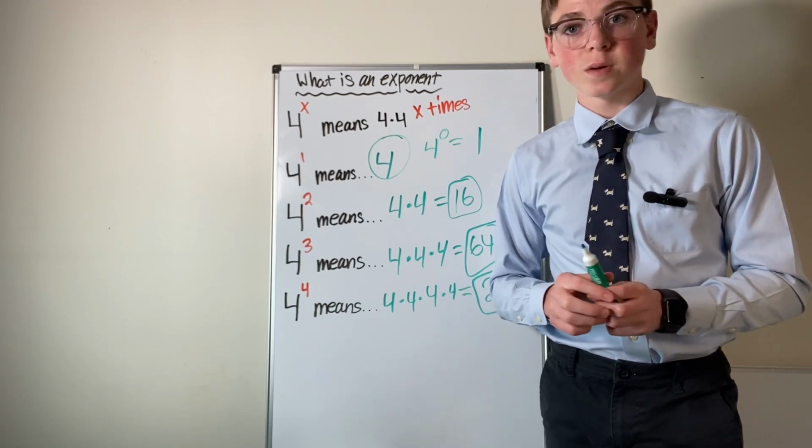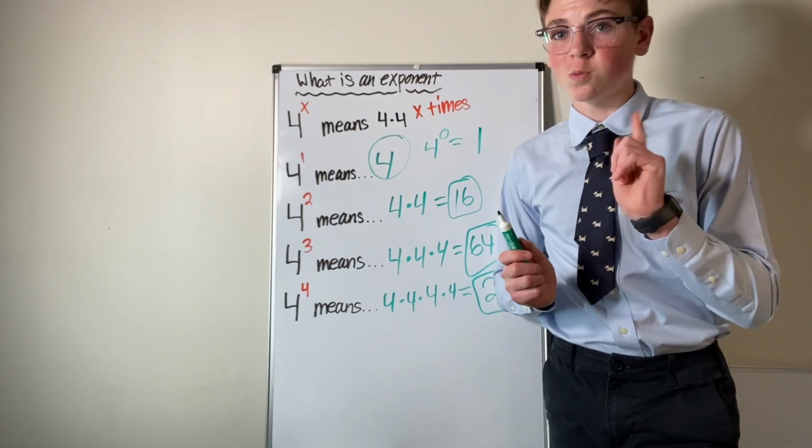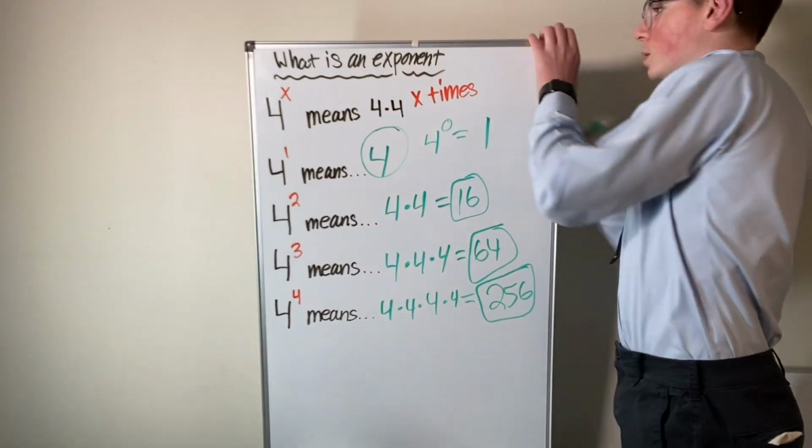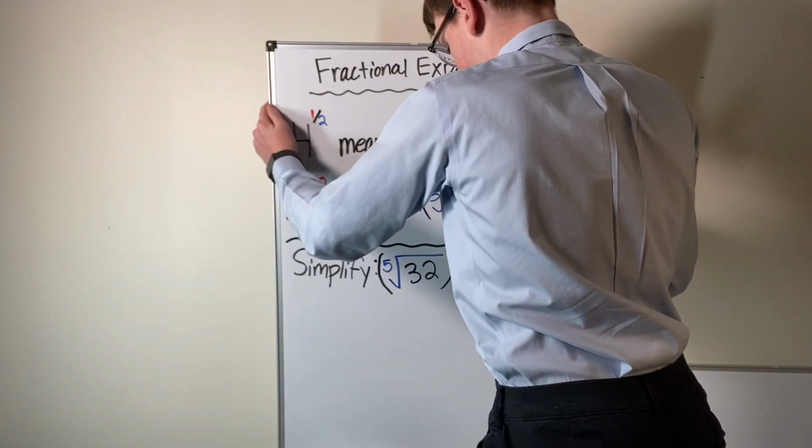5 million to the 0 is 1. It doesn't matter what number. If it's to the 0th power, it is 1. So that's a quick simplification. If you ever have anything to the 0th power, you just know automatically that it is equal to 1.